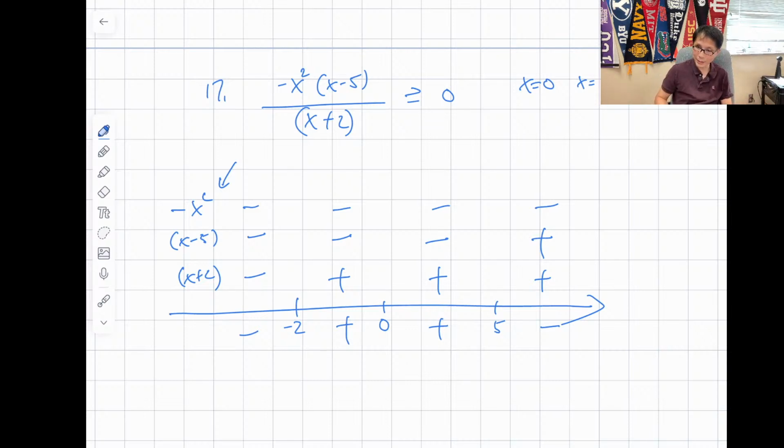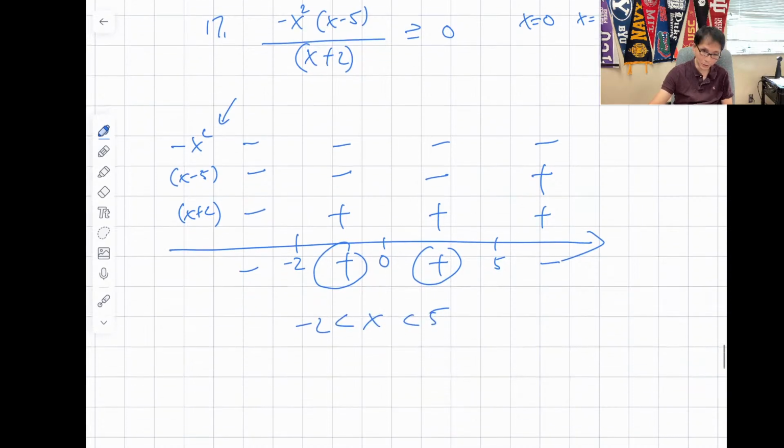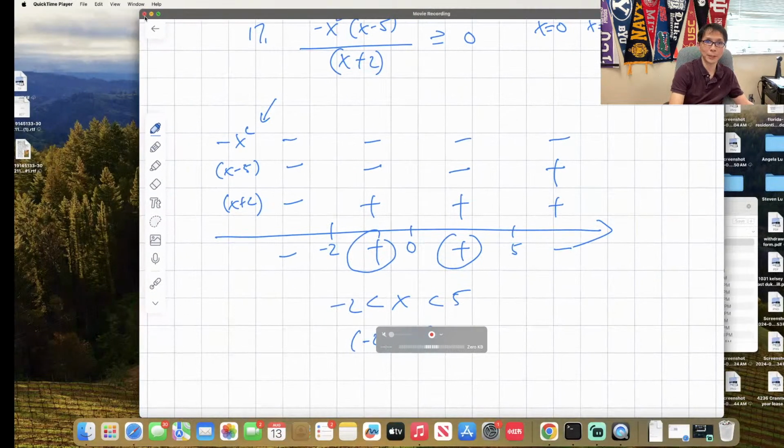Okay, now let's go back and check the answer. It's greater than 0. So you are looking at from here to here. So it'll be -2. Now, can I plug in 0? Yes, I can plug in 0. So it's going to be x less than 5. So it'll be -2 to 5. Open parentheses. I'm going to finish today's video and I'm going to go pick up my kids.